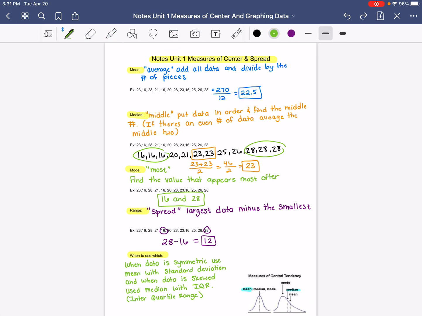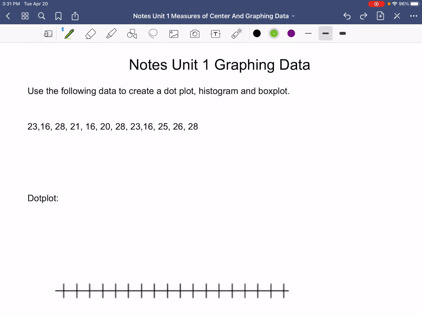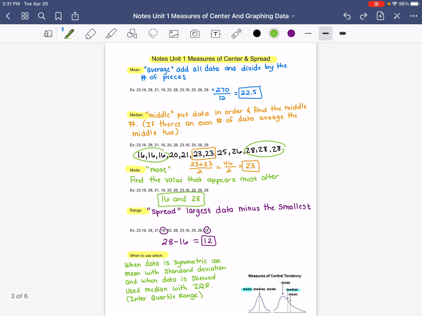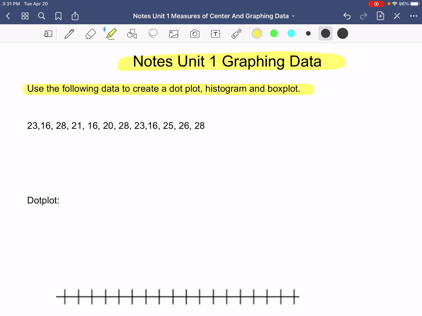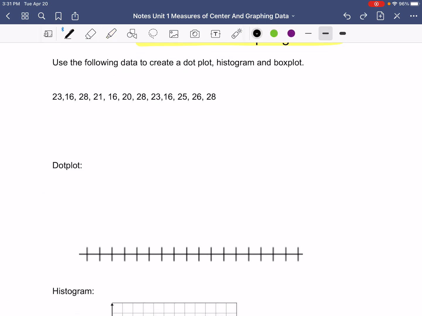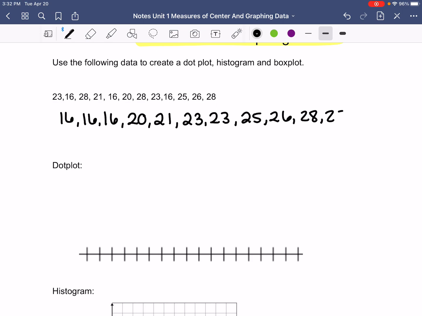All right, so let's go ahead and take our notes on graphing data. You have some classwork problems practicing mean, median, and mode, and then the homework is about graphing data. So flip your paper over. Use the following data to create a dot plot, histogram, and box plot. It's the same exact data we did with all of our other points. No matter if you're making a dot plot, histogram, or box plot, you always want to start by putting your data in order. So we had 16, 16, 16, 20, 21, two 23s, 25, 26, three 28s.